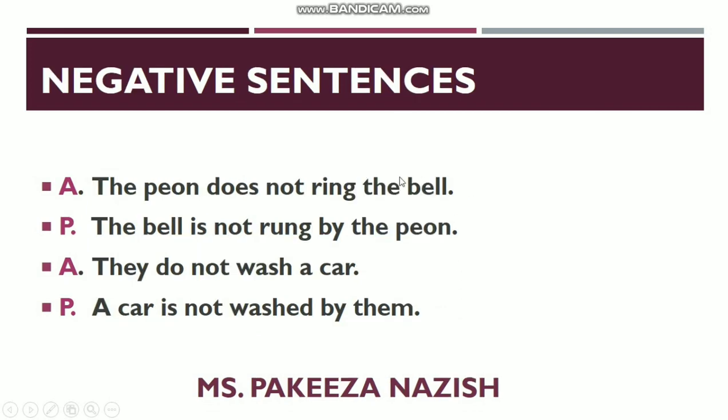Now the negative sentences. Remember that the passive voice of a positive sentence is positive, the passive voice of a negative sentence is negative, and the passive voice of an interrogative sentence is interrogative. So, the peon does not ring the bell. This does not is the helping verb which tells us that it is an indefinite sentence. So the bell comes in the beginning of the sentence, the object is taking the place of the subject and the subject is taking the place of the object. It is going to the end of the sentence. The bell is not rung, ring, rang, rung, the third form of verb, rung by the peon.